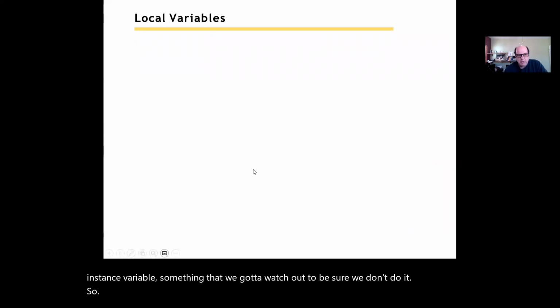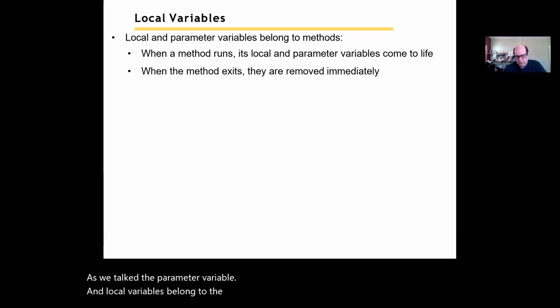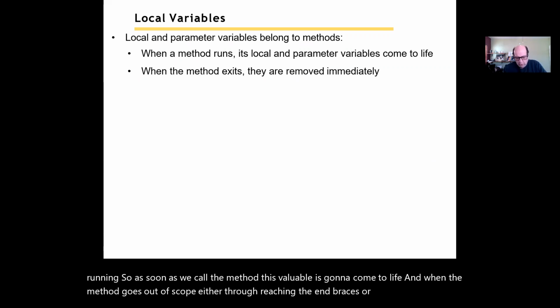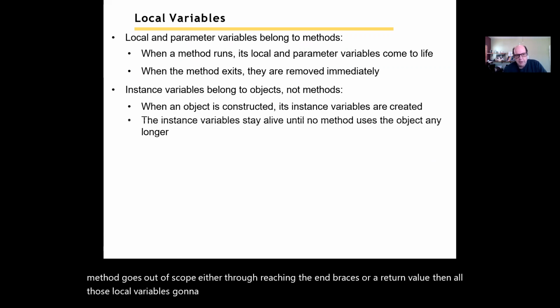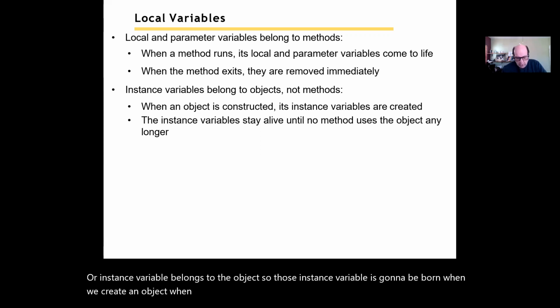As we talked about, the parameter variable and the local variables belong to the method. That means they only exist while the method is running. As soon as we call the method, this variable comes to life, and when the method goes out of scope, either through reaching the end brace or a return value, all those local variables go away. Our instance variable belongs to the object. Those instance variables are born when we create an object, when you're doing the new object, so they are created there.